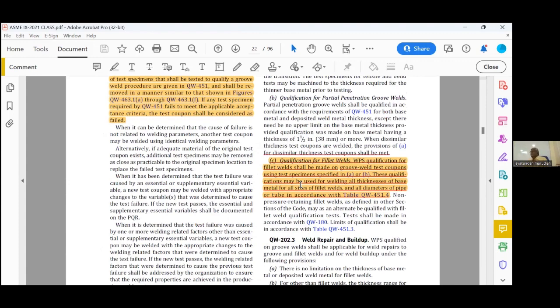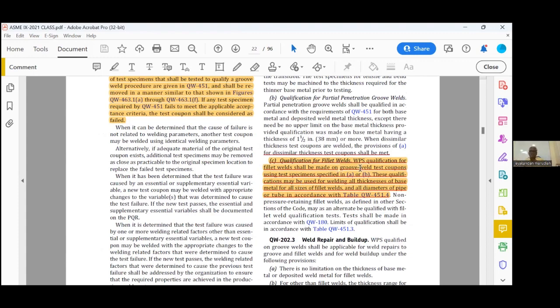You remember I told you in the morning, if you make a PQR for a butt weld, you can write a WPS for a fillet weld. But the only difference is for fillet weld, there is no thickness limitation. So butt weld, what you called 3/16 to 2T, maximum 2T. For fillet, any thickness we can weld.